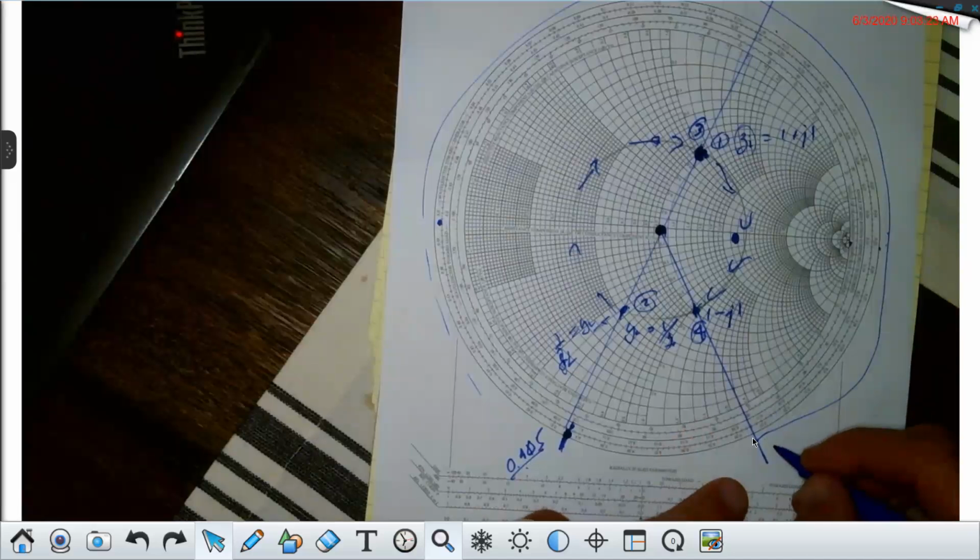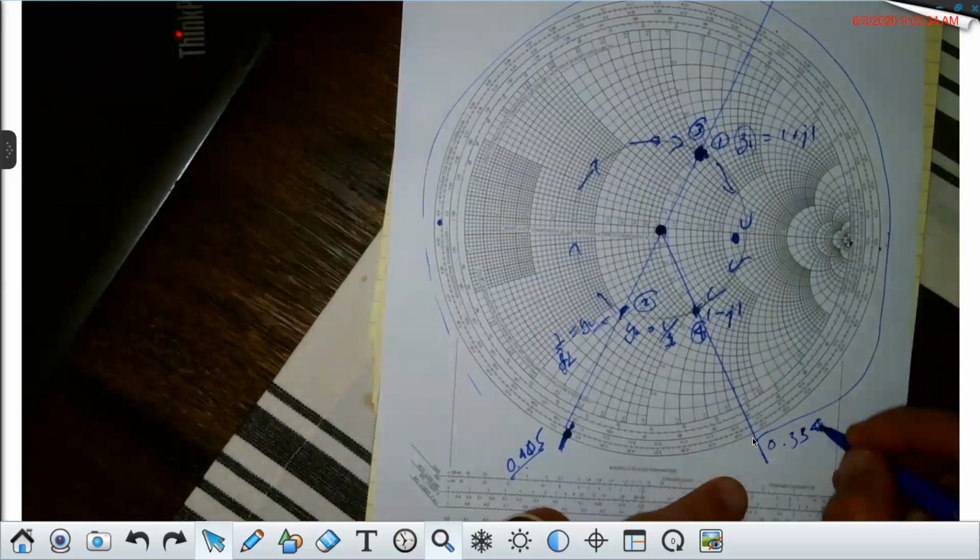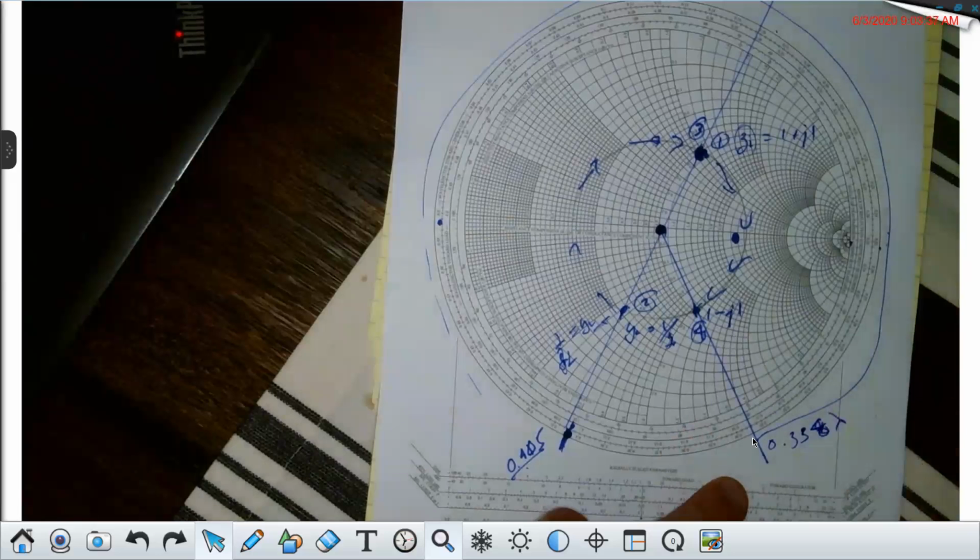Is it 0.334? I got 0.338. Yeah, that's what I got as well. 0.338? All right, something like that. Agreed? Something like that.